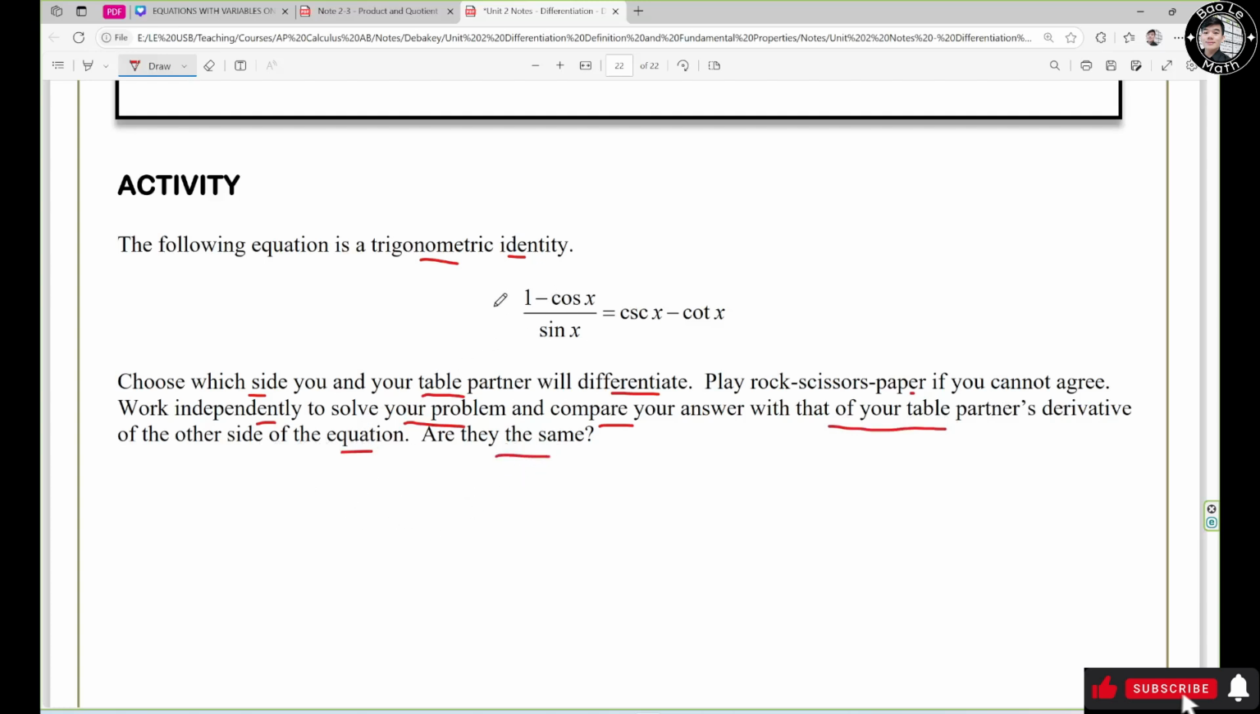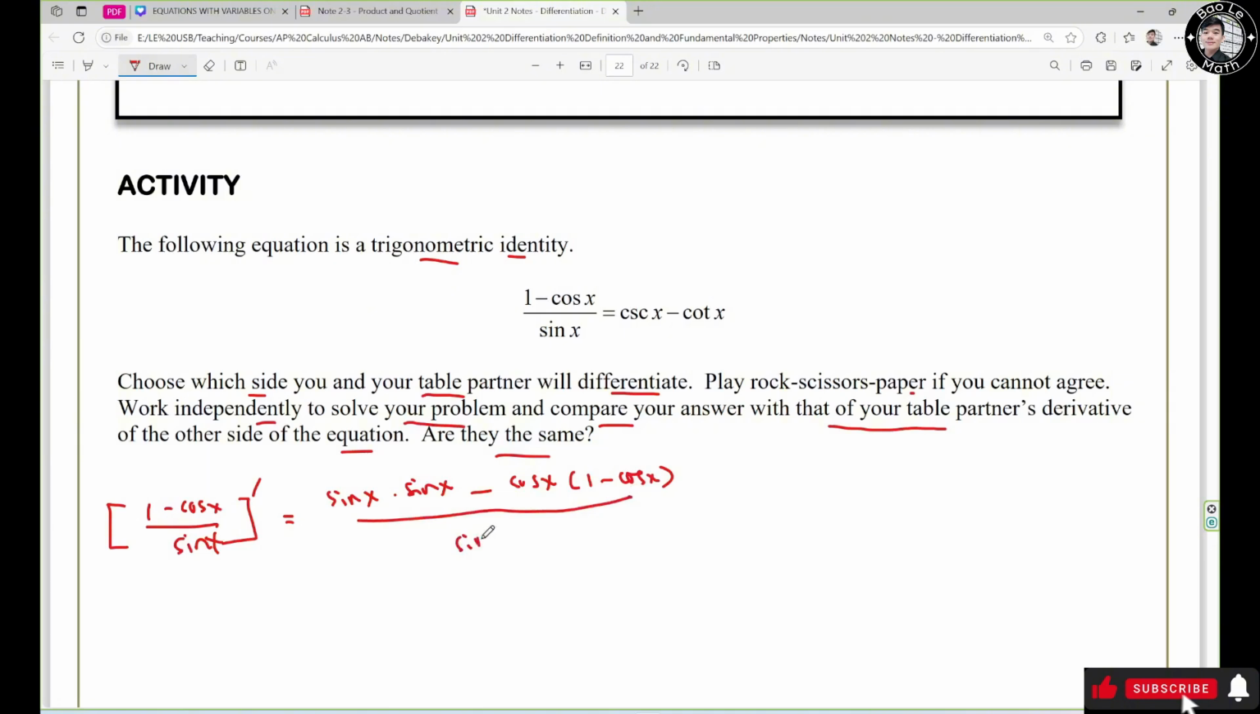Alright, so basically I'm going to take the derivative on the left hand side first. So it is (1 minus cosine s) over sine s. I'm going to use the quotient rule. So it's going to be: derivative of 1 is 0, derivative of cosine s is negative sine s, so negative becomes positive, times sine s right here. And then minus derivative of sine s, which is cosine s, times (1 minus cosine s), over sine squared of s.